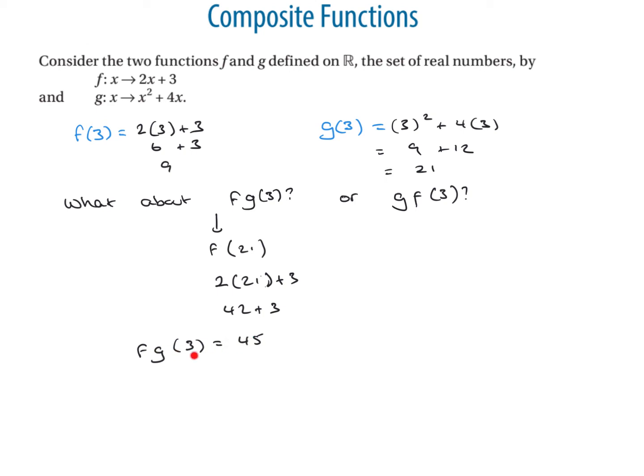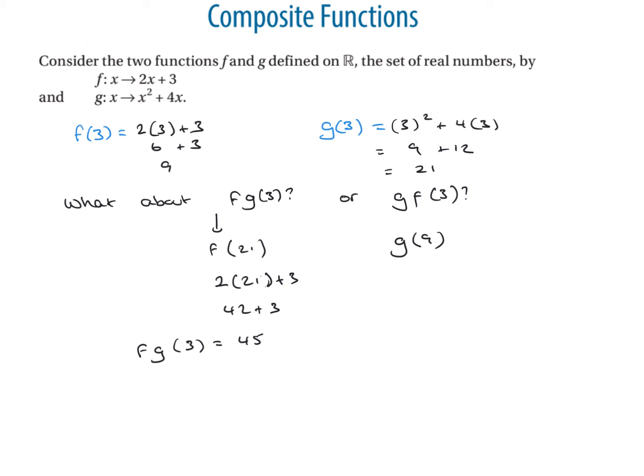Now I'm going to do gf of 3, which means this time, because the f is the closest to the bracket, we do that first. Again, we've already worked this out, so we've got an answer of 9 here. This f of 3 is equal to 9, and I'm going to stick it through the g function. So this now is going to say, well, I've got g of 9.